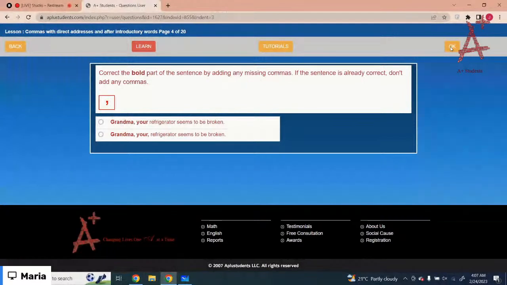Grandma, your refrigerator seems to be broken. So which is the correct option? Option one or option two?